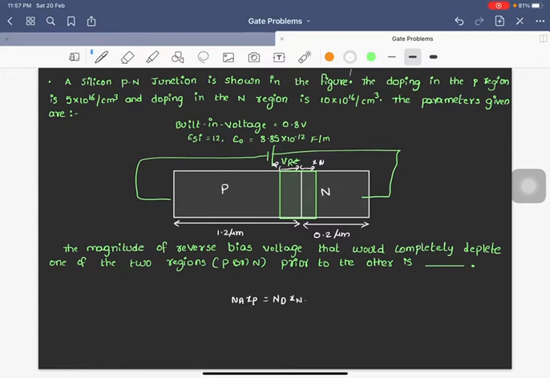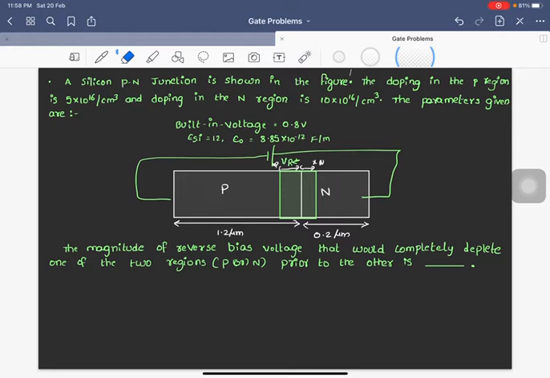Suppose my Na is very high. My Nd is very low when compared to Na. So then what happens, in order to satisfy this equation, Xp should be very low when compared to Xn, then only these two will be equal. So that's the point I would like to raise here.